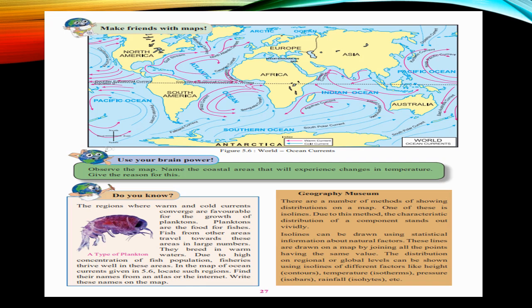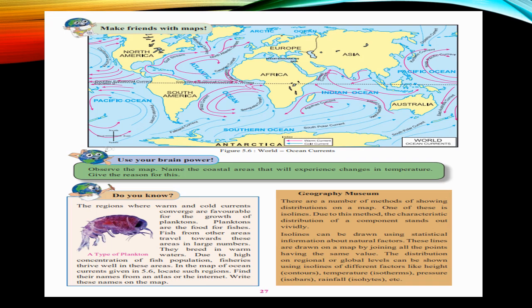Now you know fish eat plankton. Fish from other areas travel towards these areas in large numbers. They breed in warm waters. Where there is warm water, you need to locate that area in the map. We'll discuss it in the live session also.